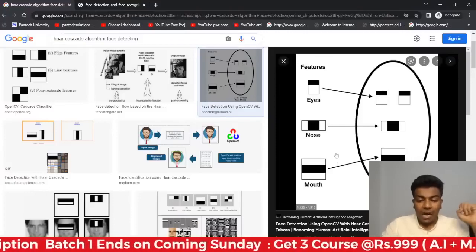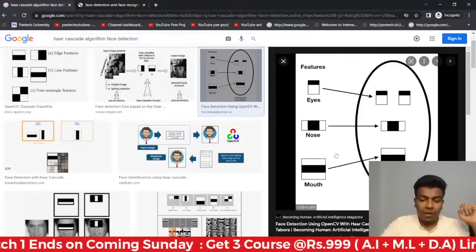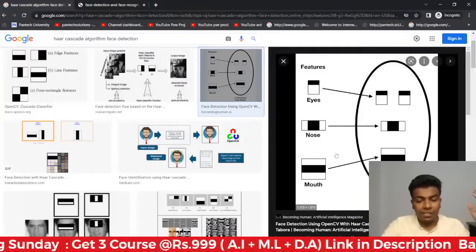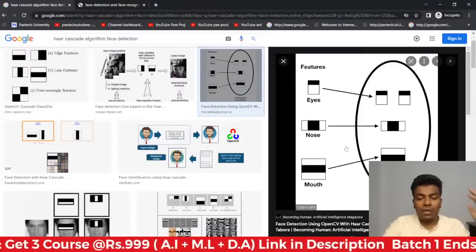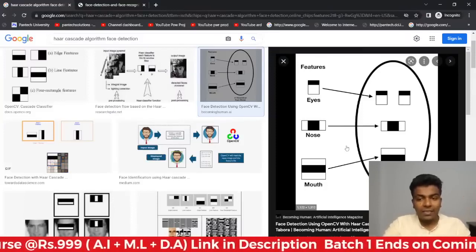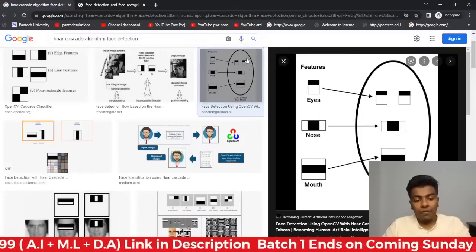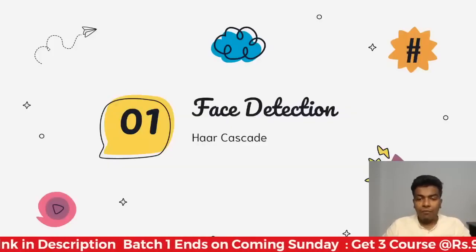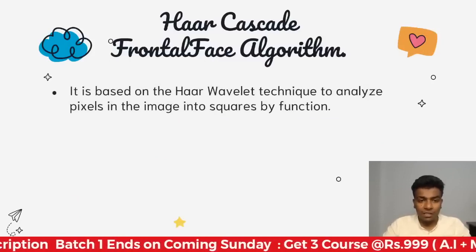So this is how a face is being detected, guys. This algorithm works by analyzing features like the nose, mouth, and eyes. With the help of that, it is helpful for identifying the face. Are you clear?